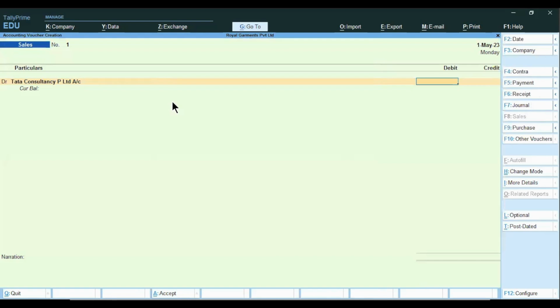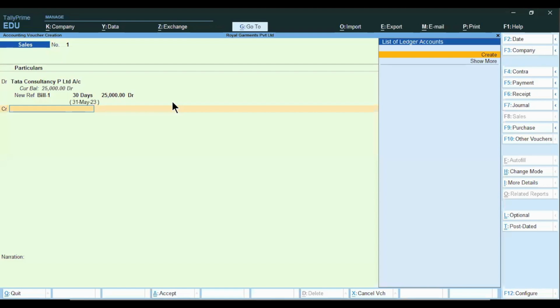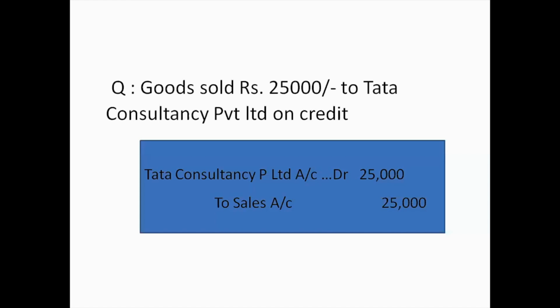Party details. Okay. Now the amount of 25,000. We have sold the goods of rupees 25,000. The second screen appears where you need to give the bill wise details. So this is a new bill. Bill number 1, enter. Due date, if due date is available, suppose we have given 30 days as a due date. So after 30 days, this company should pay the bill. Enter 25,000, enter.